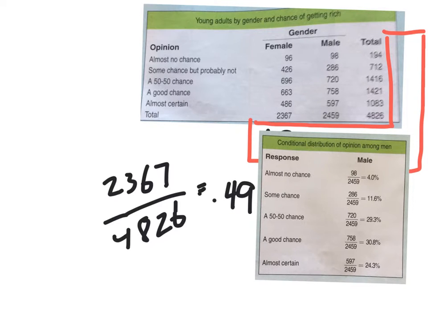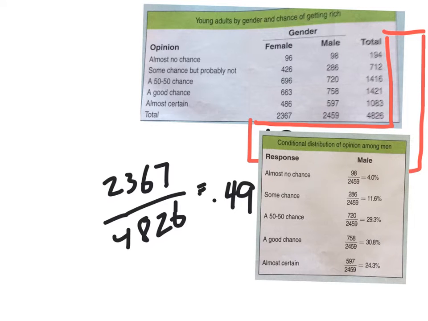Again, we're just going to look at this column. 286 out of the 2,459 gives us 11.6. Guess what? These always have to add up to 100%. That seems to make sense, right? So that's one way to double check if you're a little bit confused. Okay, so that is a conditional distribution. The distribution means how are they distributed? Okay, what are the percentages? Can we look at that?